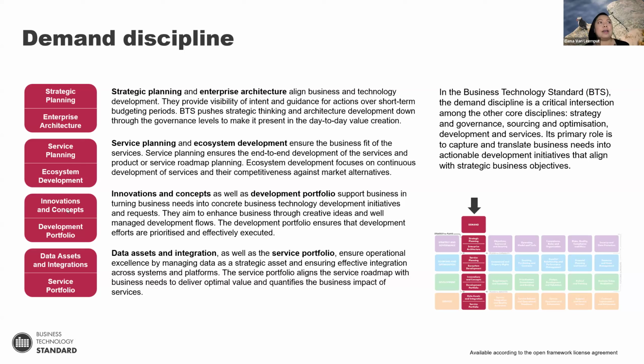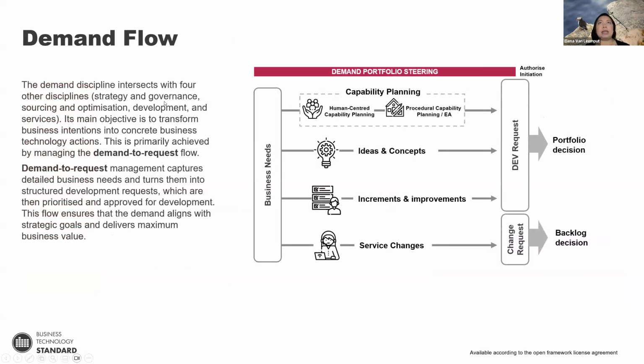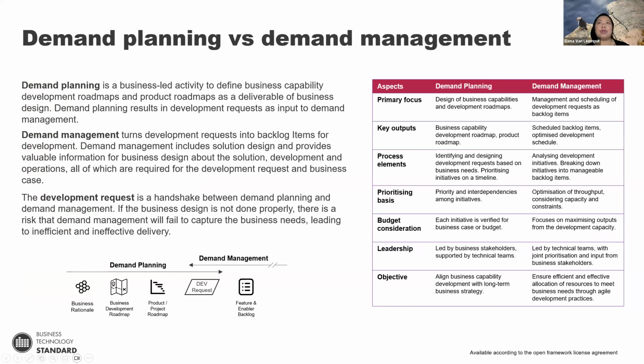We have the 8 different capabilities, and the first 5 here are essentially focused on demand planning, and then the rest are development, portfolio, data assets, and integration service portfolio. These are belonging to the demand management. And why this distinction? Essentially, what we're saying is that if we have demand planning and demand management, mainly demand planning is driven by the business and demand management is driven by technology, by IT.